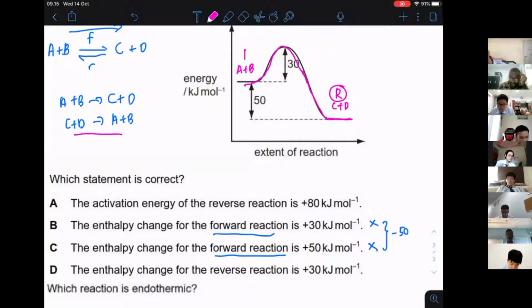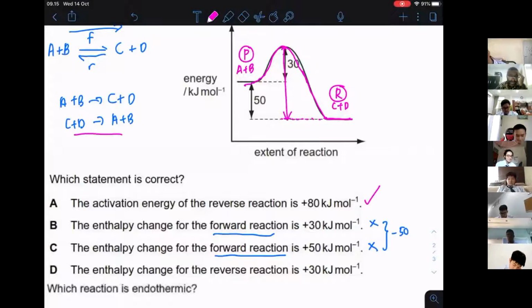Okay, and this is going to be your product for your reverse reaction. Now it's just the way of how you look at it. So here they say activation energy is 80. Let's actually see whether that is the activation energy. Activation energy is from the reactant to the top. You can see it's 80. This will be the correct answer.